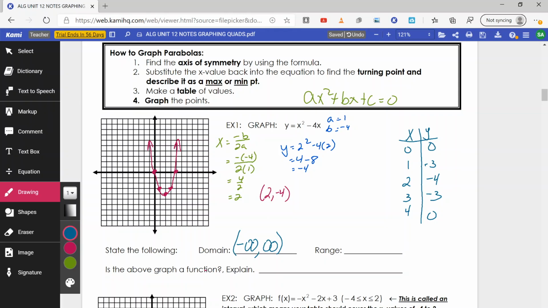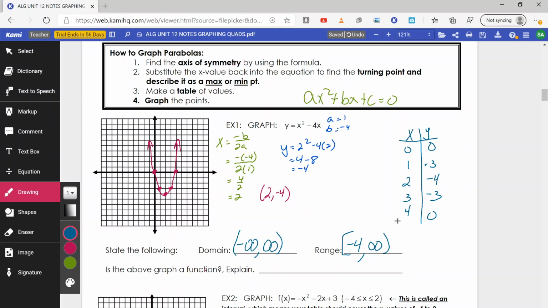Now the range is the y values, bottom to top. I'm going to come up, and what's the first y value that I hit? Well, it's the y value of our turning point, -4. Because I solidly hit it, I'm going to use a bracket, and then the arrow goes up forever and ever. So we use infinity, and again we close it with a parenthesis because we can't technically hit infinity.